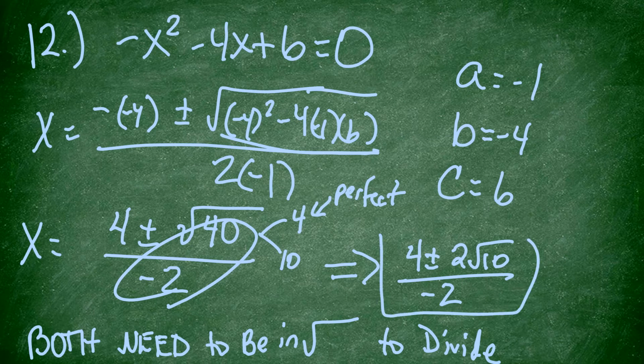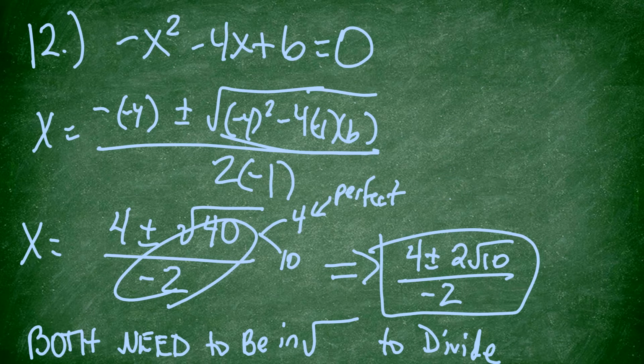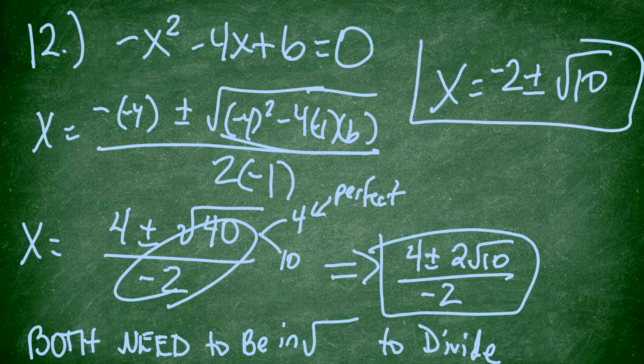If you gave me that answer, I would take that for full credit, but you can say that 2 goes into both, so your final answer can change. Your final answer can become x equals 4 divided by negative 2 is negative 2, plus or minus 2 over negative 2, the 2's cancel, so it'd just be radical 10. Both are acceptable. Alright, that finishes 12.